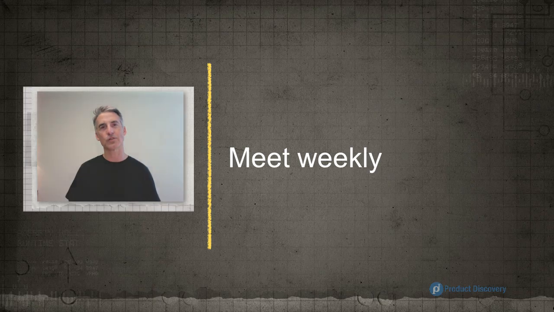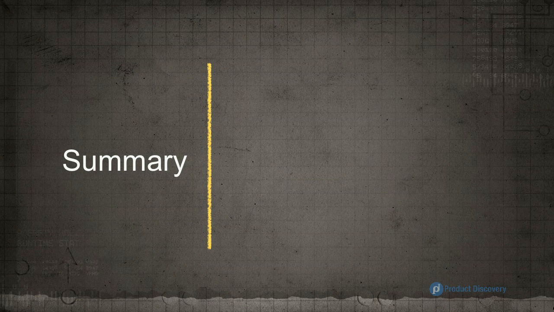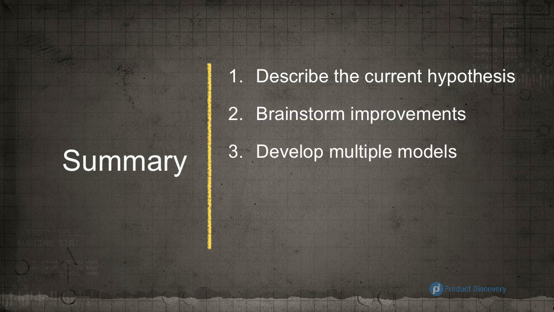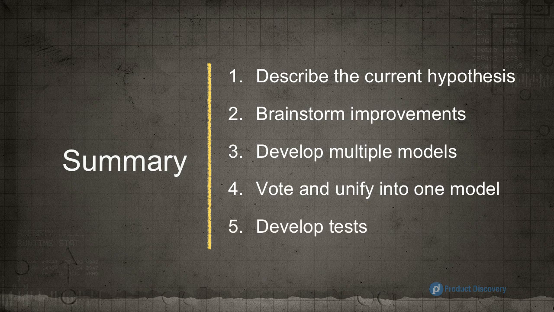So, just to summarize here, your steps are to describe your current hypothesis, brainstorm the improvements, develop multiple models that you can test against, that you can discuss, unify into one model, possibly even 2, use voting to do that, develop the different tests that you're going to use to test your business model, and then actually get out there and start talking with customers and begin validating it. So that's the process that I recommend you use. There are a lot of other processes for brainstorming and so on, but this one is really straightforward and really simple, and so you can get out there and start doing that today.